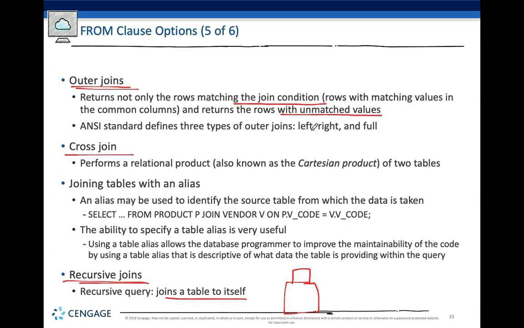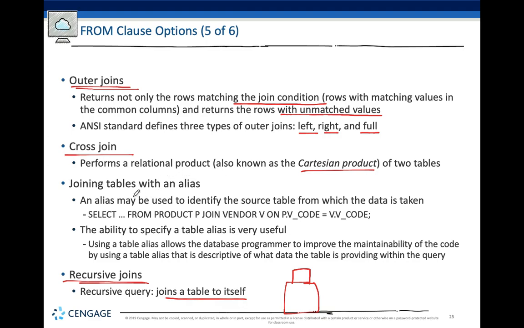All right. And there are 3 types of outer joins: left outer join, right outer join, and full outer join. Okay, we look at examples from all 3. A cross join is also called a Cartesian product of 2 tables, and we won't be looking at an example here, but it simply returns the full product of the 2 tables, basically.